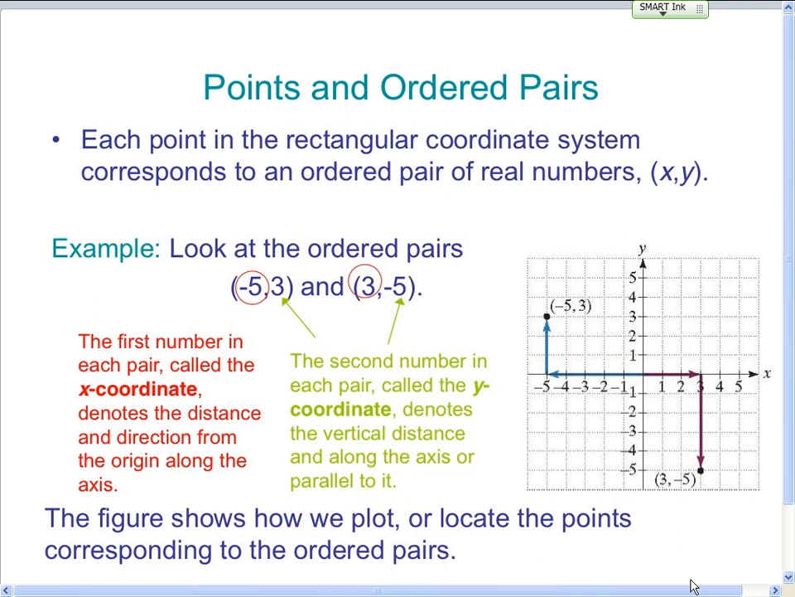If we have ordered pairs, the word ordered is important. What that means is the order of the numbers makes a difference. So if we write -5, 3, that's not the same thing as 3, -5. This first number deals with the x, which is left and right. The second number deals with the y, which is up and down. So the order does make a difference in how we write those numbers.